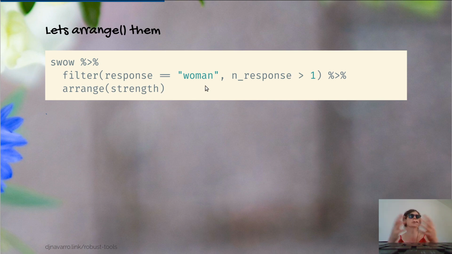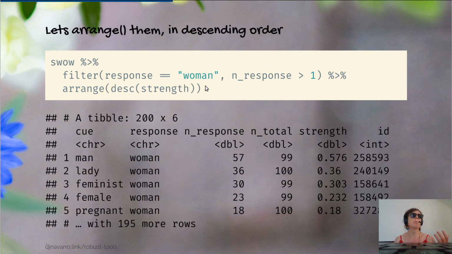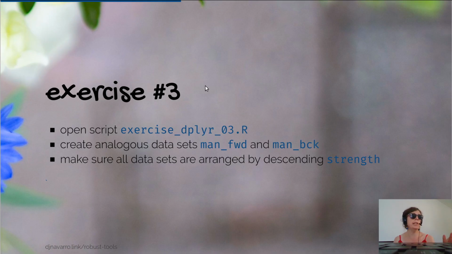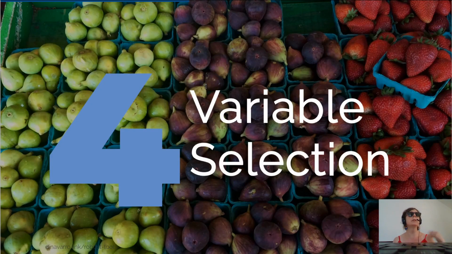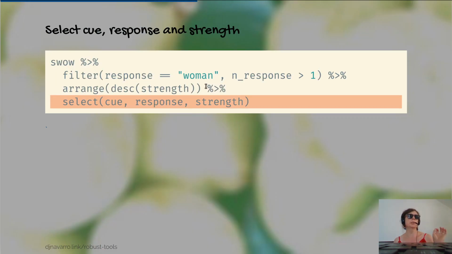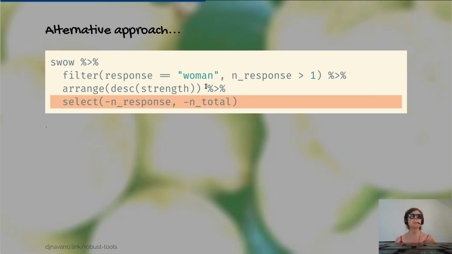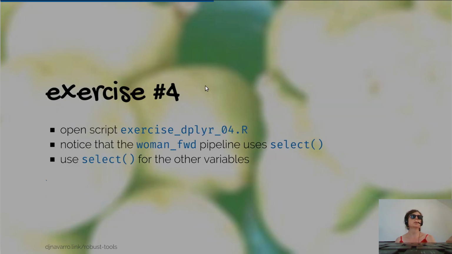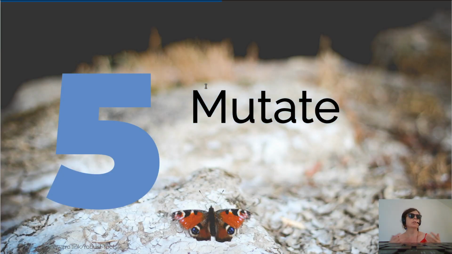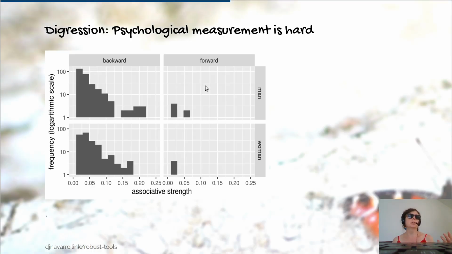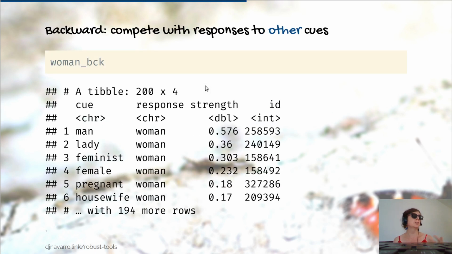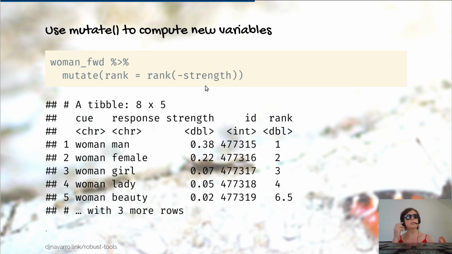So in this case, we're going to arrange it by associative strength, and we're going to arrange things in descending order. We talked about selection using the select function. So let's select the cue, response, strength, and it should have been the ID variable. We can select using negative values to drop things. And then we introduced the mutate function, and that's used, after a little digression there, to add new variables to a data frame.